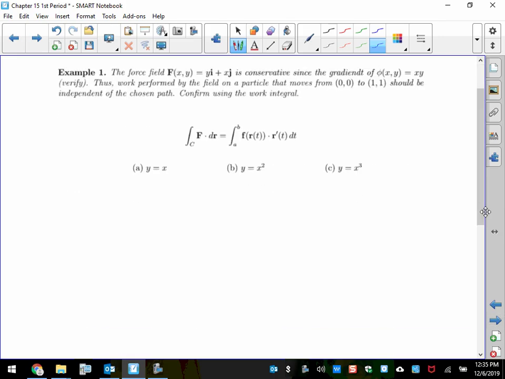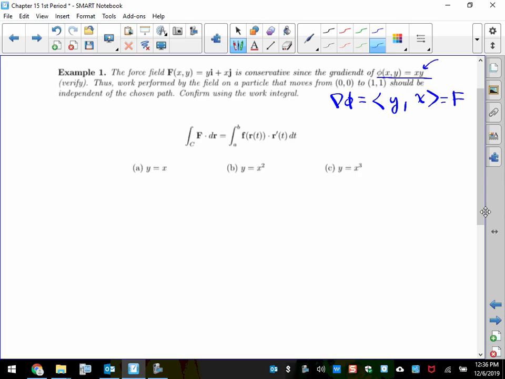So we have some field F. It's y in the x direction and x in the y direction, and it is conservative since the gradient of phi is here. Let's just verify the statement there. They say that the field F is conservative because the gradient of phi is equal to F. So the partial of phi with respect to x is just y, and the partial of phi with respect to y is x, which is F. So yes, the field is conservative because we found some potential function phi whose gradient is F.